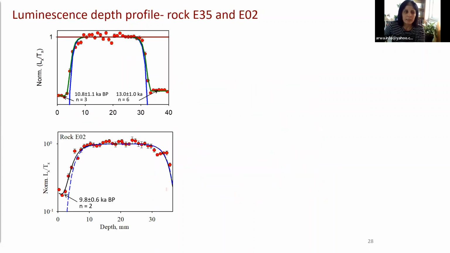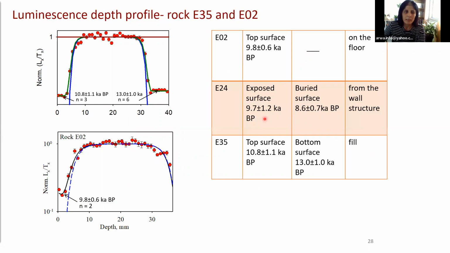The third rock has the same story, except that one surface has not been exposed to light, while the other surface shows a burial age of around 10,000 years. Now, if we see the three burial ages for the three rocks, the main rock that we focused on, the one that was used for lining the wall, because we know it's a human activity, the O surface shows an age of 9.7 thousand years before present. It is almost consistent within 1 sigma of error with the 2 other surfaces.